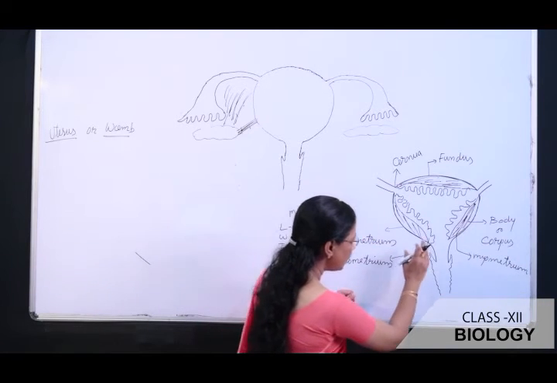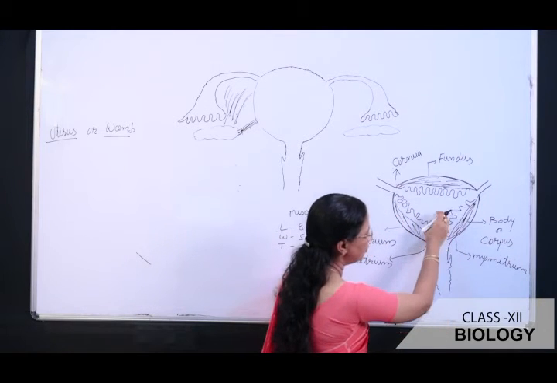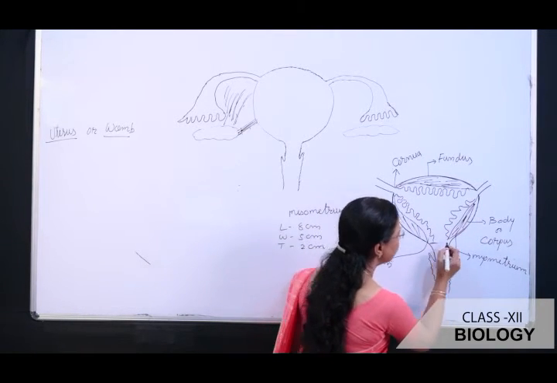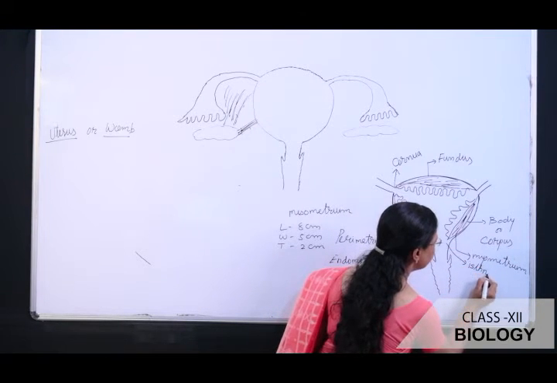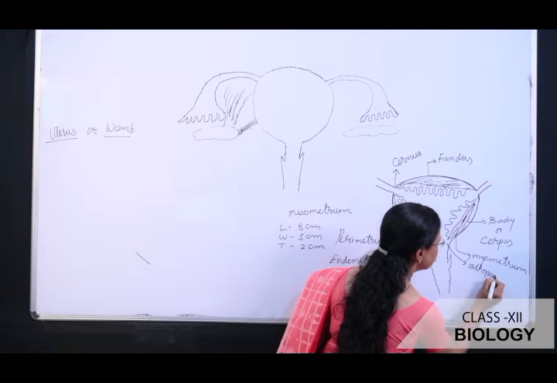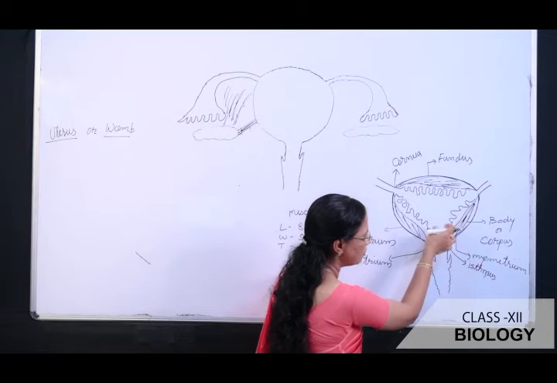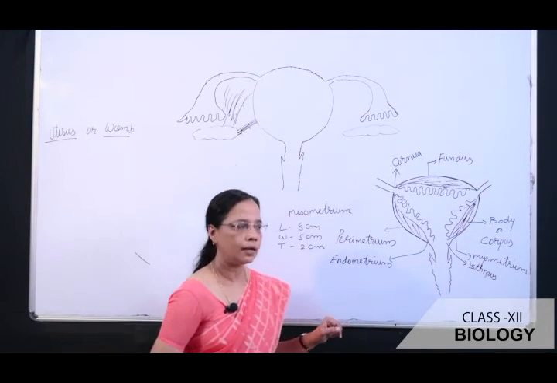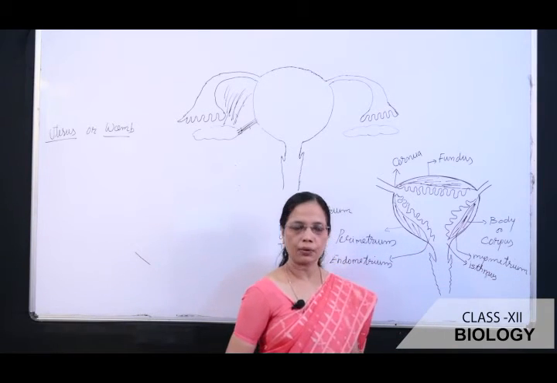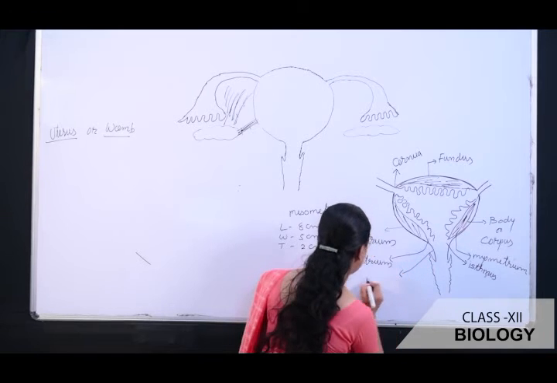Now, there is a line which demarcates the uterus from this region. This narrow region is called isthmus. That means the line which demarcates the body of the uterus from this region is called the isthmus. Okay, and after that comes the cervix.